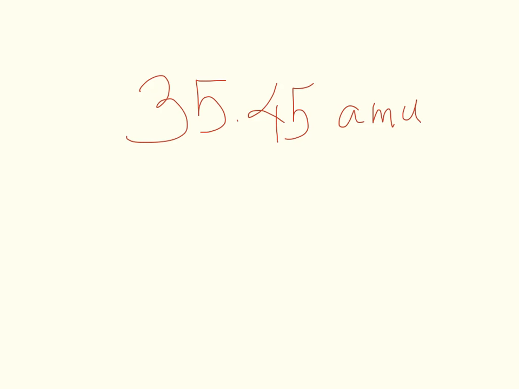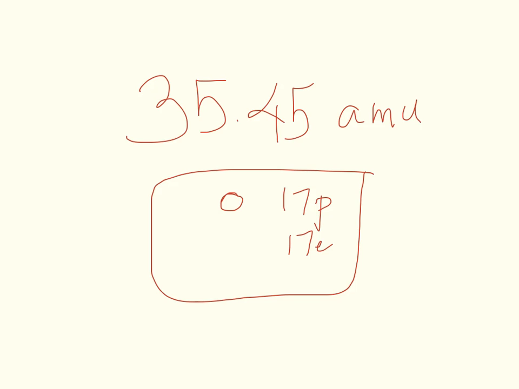This means that if you take one little atom of chlorine with 17 protons and 17 electrons, and depending on what isotope you're talking about, a certain number of neutrons, the mass of that atom would be 35.45. It's very important to understand this.